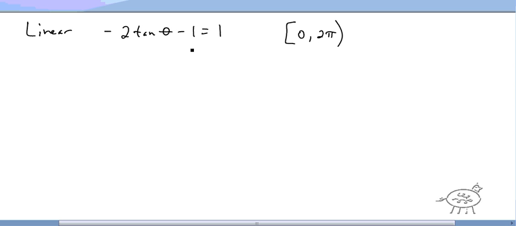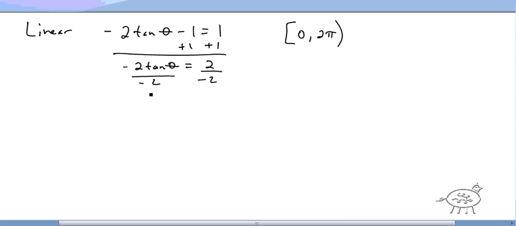Okay, let's try another problem. It's another linear problem. It's -2 tangent of theta minus 1 equals 1, and the domain is between 0 and 2 pi. So we're going to add 1 to both sides: -2 tangent of theta is equal to 2. Divide both sides by -2, so tangent of theta is equal to -1.